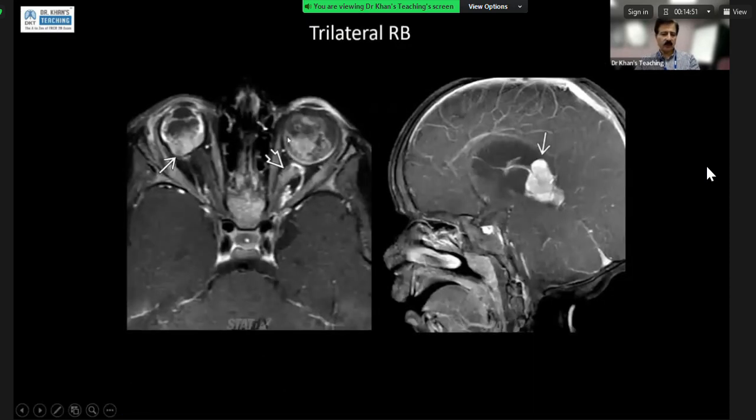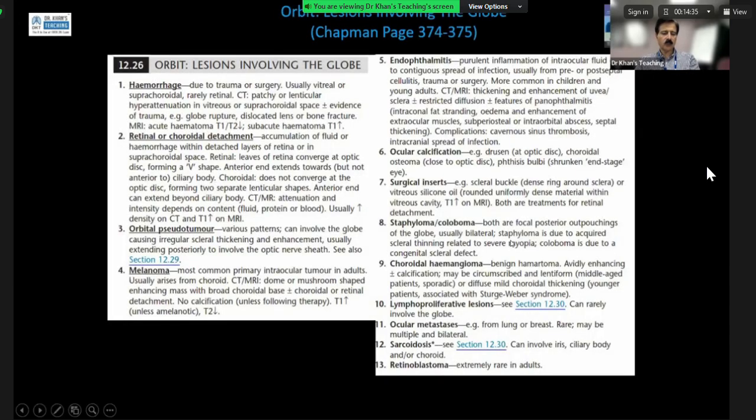Another case where you can see that this is trilateral from STATdx, and you can see this tumor which is going through the sclera. This one is also, and it is going through the optic nerve, and there is a pineal tumor also. So this is from your Chapman, lesions involving the globe, and of course age of the patient, etc. That will be critical.